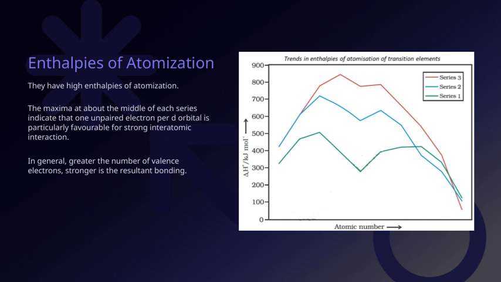These elements with maximum bonding strength also tend to have high enthalpies of atomization. That means it takes a lot of energy to break them down into individual atoms, which is another sign of the strength of their bonds.